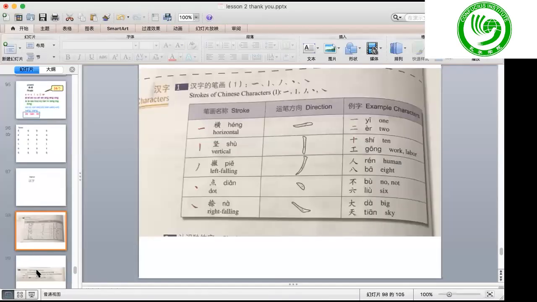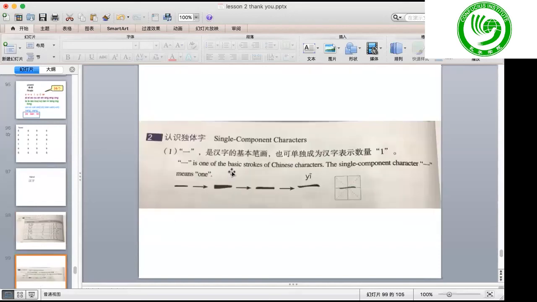So let us write these 5 strokes together. The first one, 横. The second one, 竖. The third one, 撇. The fourth one, 点. Last one, 捺. And let us continue. So we have learned these 5 strokes for right now. And let us see the characters.